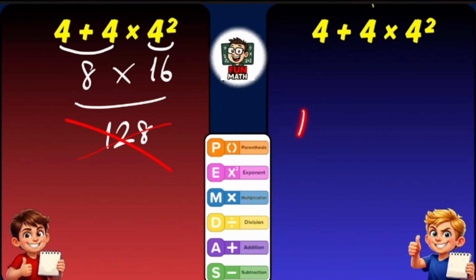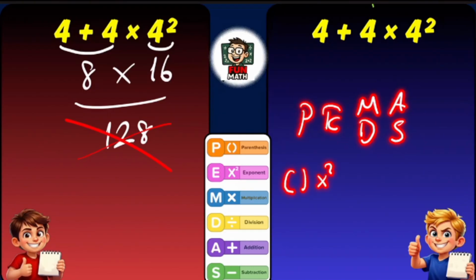Repeat. Parenthesis, exponent, multiplication and division, addition and subtraction.